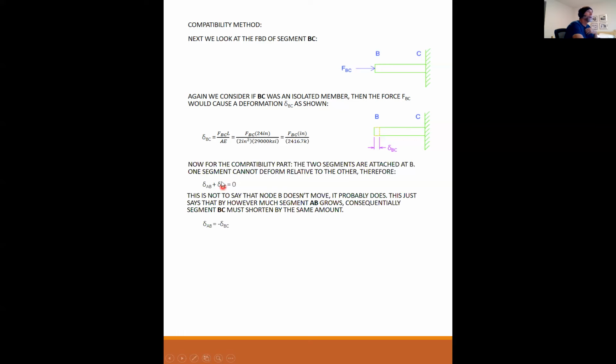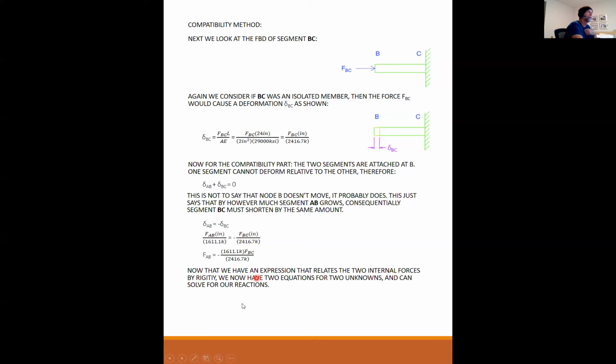Okay, so by this equation here, delta AB is equal to negative delta BC. And so I can plug in what I know. Delta AB is FAB over 1611.1. And delta BC is FBC over 2416.7. And that came from this equation and the one on the slide before. So I can equate the two. FAB is equal to the negative 1611.1 over 2416.7 FBC.